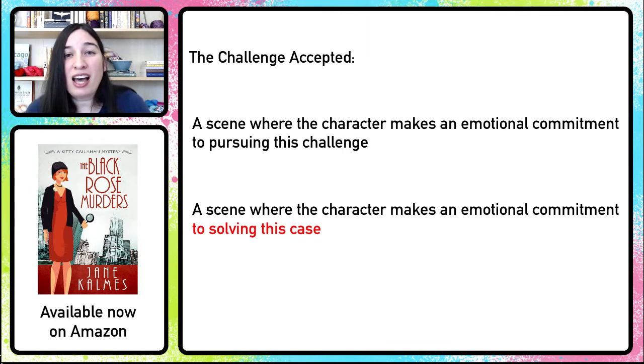In cozies, the investigation may begin well before the Challenge Accepted moment actually happens. You know, perhaps you have a murder that happens in the first chapter. The sleuth is on the scene and she wanders over and begins noticing things about the placement of the body. Well, at this point, she hasn't accepted the challenge. She's merely curious. She won't have her Challenge Accepted moment until she learns that her friend has been accused of the crime and the friend begs her for help, and she decides that even though pursuing this challenge will be very difficult, she needs to do it for her friend.